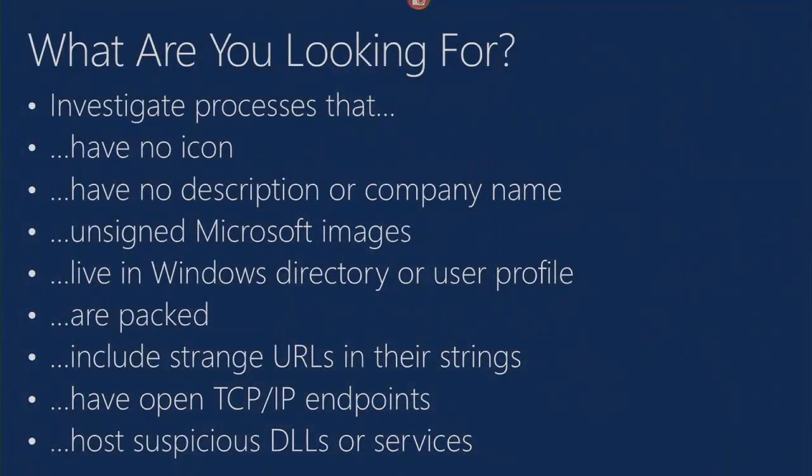And again, this is a list that I came up with for characteristics that identify malware, again, back in 2005. Processes that have no icon in their image, that have no description or company name in their version information, so they're kind of anonymous. They say that they're from Microsoft, but they don't have a valid digital signature, which I'll explain what that is in a minute. They live in the Windows directory or the user profile, as opposed to the common place where most programs, at least pre-modern phase, got installed in the program files directory. Or they're packed, which means compressed or encrypted, and I'll talk more about that later.